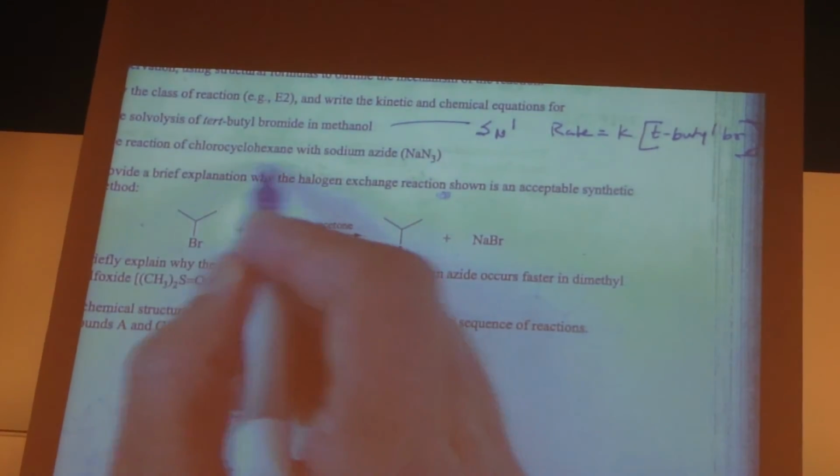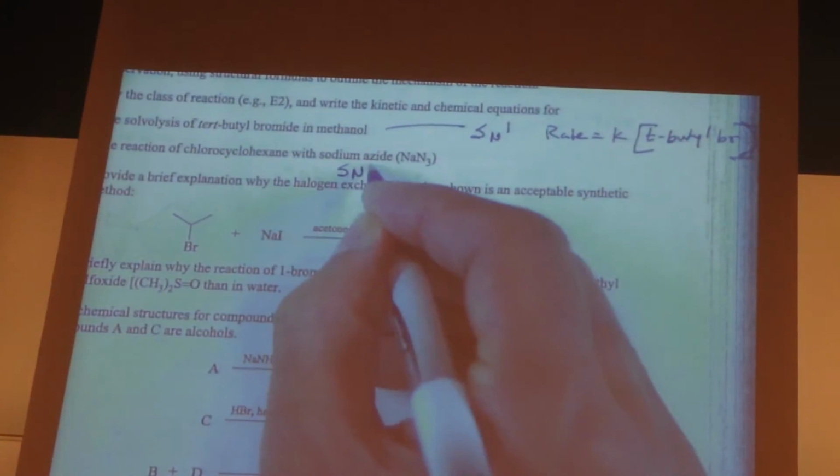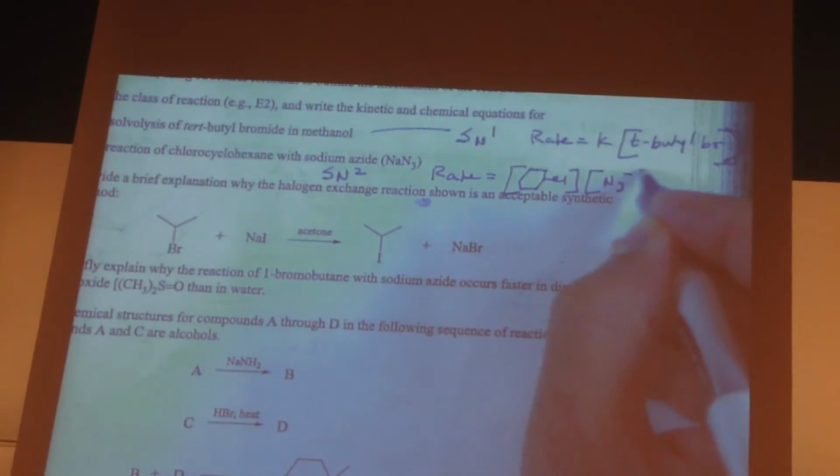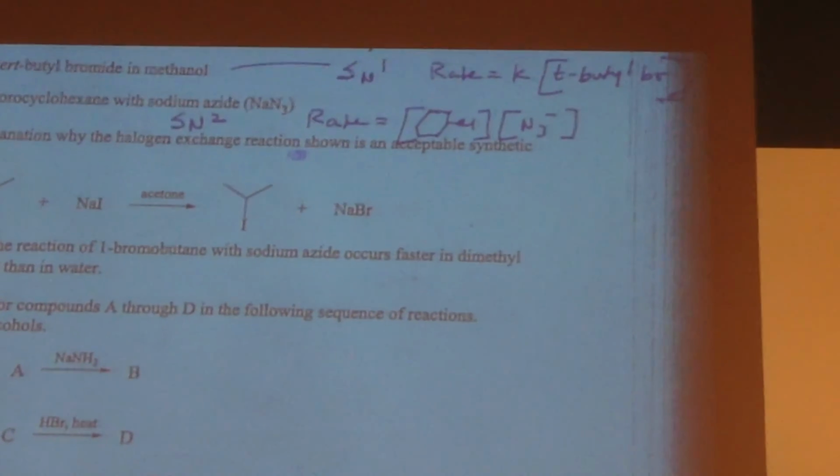only. The reaction of chlorocyclohexane with sodium azide is now an SN2 process, and therefore the rate would include both of them. It would include the chlorocyclohexane plus the N3 minus. Both of them are indicated in the rate expression.